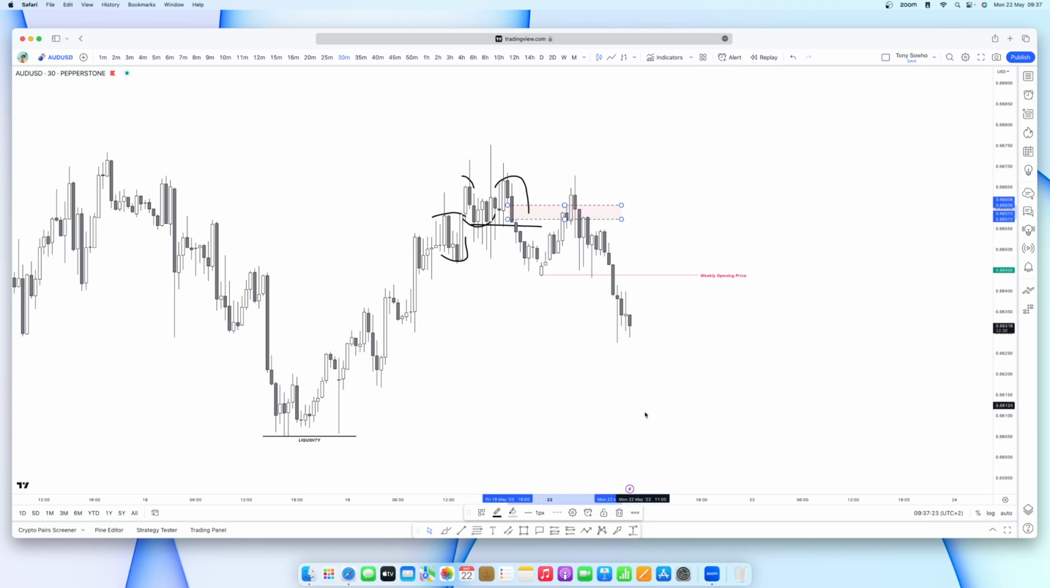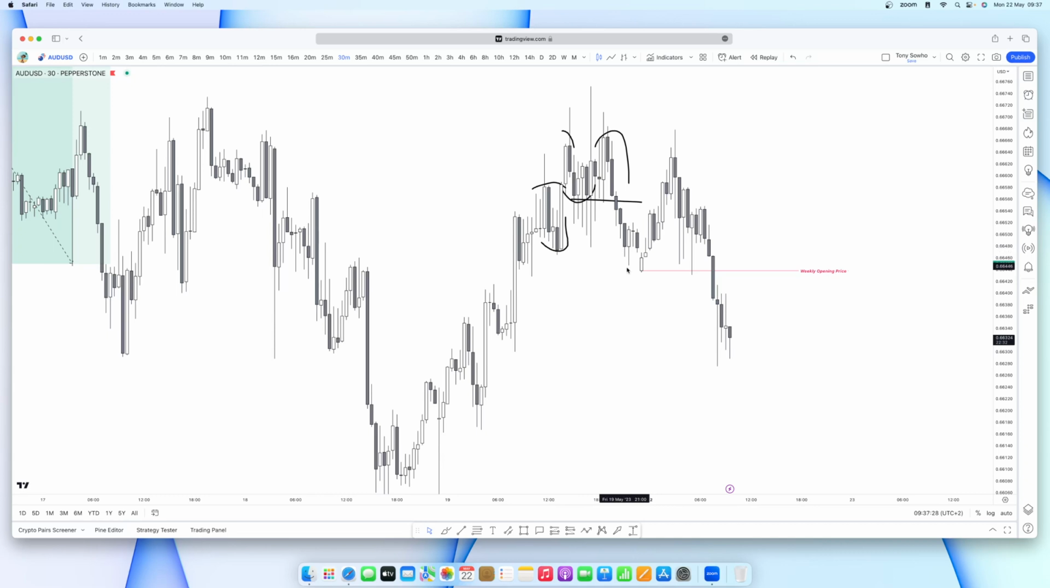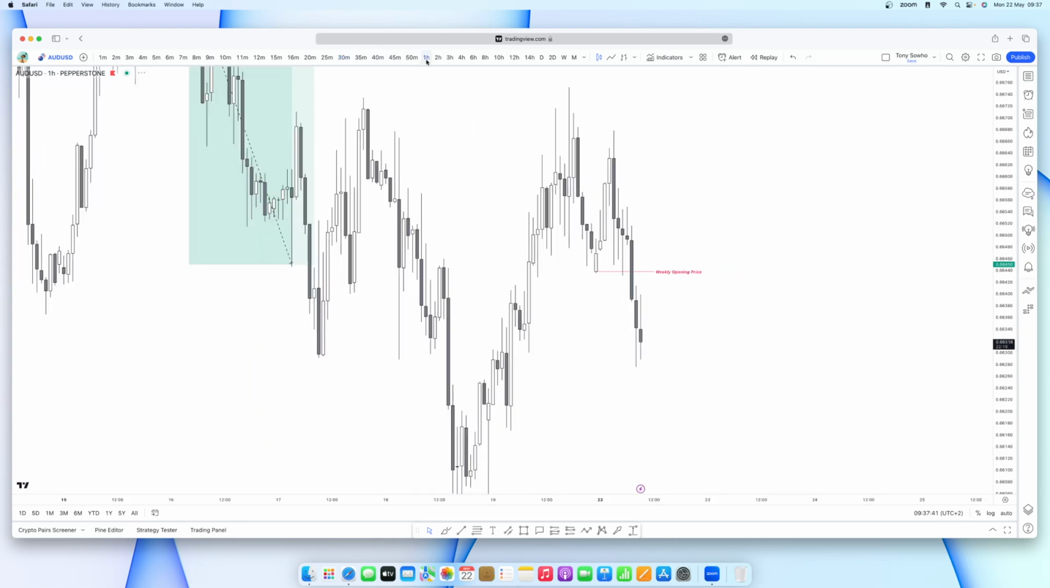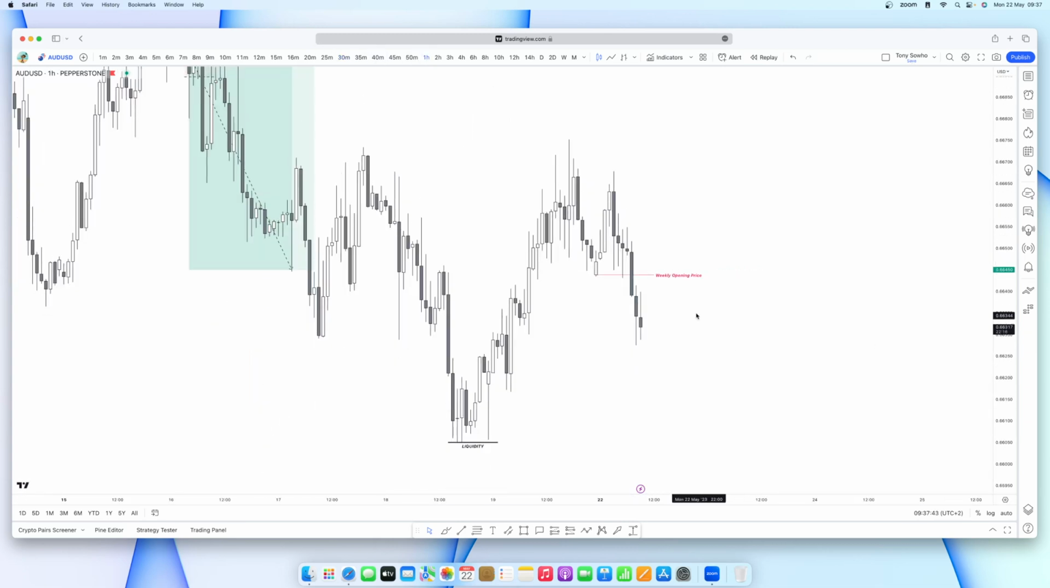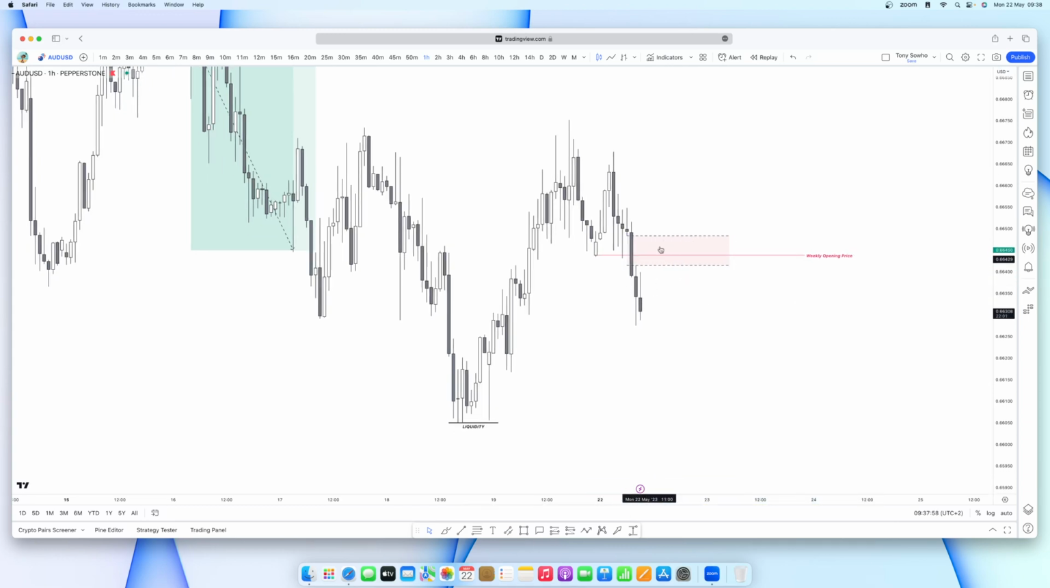But since we missed that first entry, how can we get in again? Now, this is the opening price for the week. And okay, let's check the 1 hour time frame now. We have the imbalance. So now that we have this imbalance here, you can be on the lookout for price coming into this imbalance and then giving us a rejection to the downside. Yes, so you can keep an eye on this imbalance for potential sell opportunities.